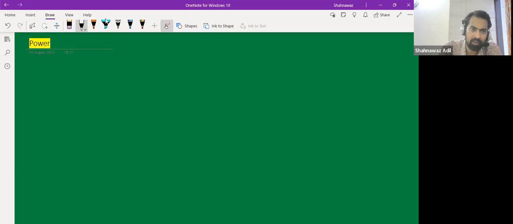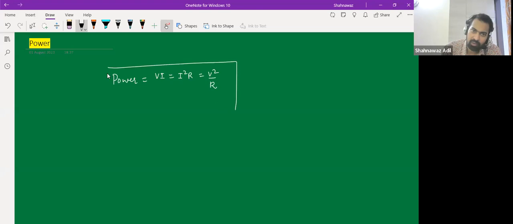How do we calculate the power? Do you guys remember how we calculate the power? So it is V into I, or I square R, or V square by R. This is how you calculate the power. Remember now.